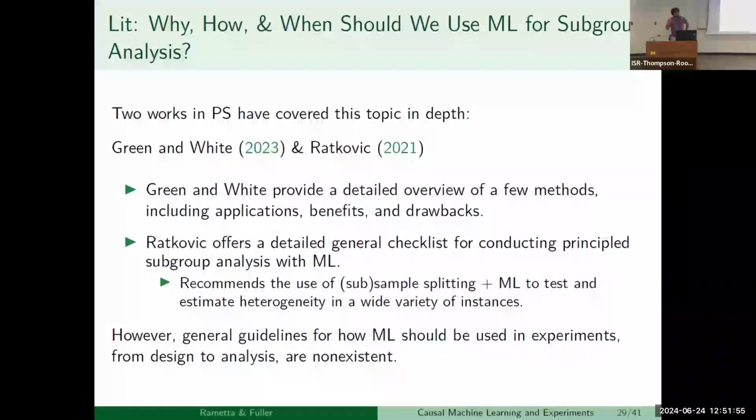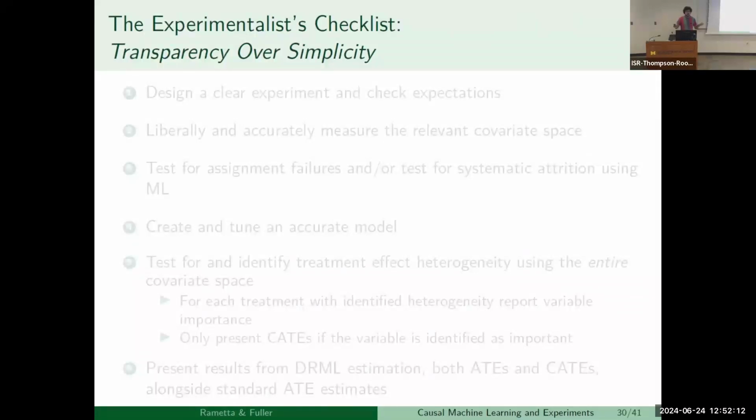But really, broadly speaking, there are no guidelines from the start of the process, so basically the design of the experiment, the registration of the experiment, all the way to analysis and interpretation. Those just don't exist. It's sort of piecemeal, and we do actually disagree with Green and White and Rakovic a little bit on some of their recommendations. So here's our checklist. This is a very broad overview, and the basic idea is transparency over simplicity.